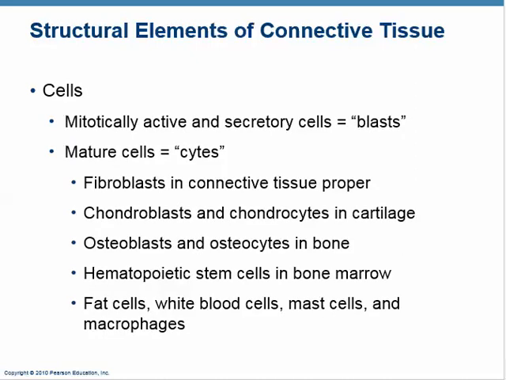The cells are mitotic. They reproduce, and they secrete. And any cell that's a secretory cell is called a blast. So an osteoblast secretes bone matrix. A fibroblast secretes collagen fibers. A chondroblast secretes cartilage. So hemocytoblasts are responsible for blood cells.